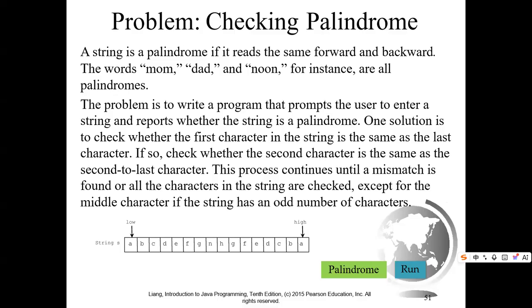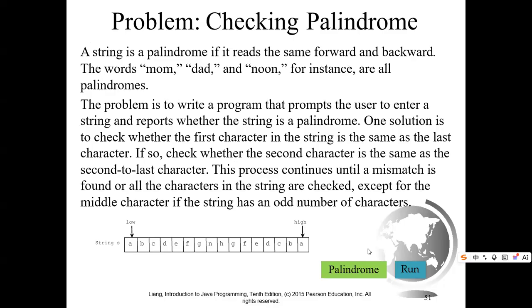The problem is to write a program that prompts the user to enter a string and reports whether the string is a palindrome. One solution is to check whether the first character in the string is the same as the last character. If so, check whether the second character is the same as the second to last character. This process continues until a mismatch is found, or all the characters in the string are checked, except for the middle character if the string has an odd number of characters.